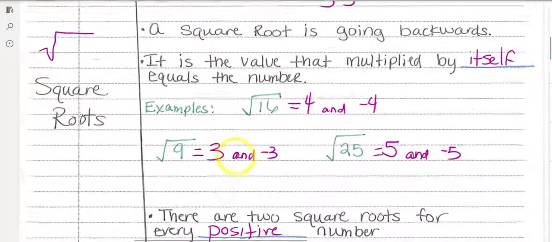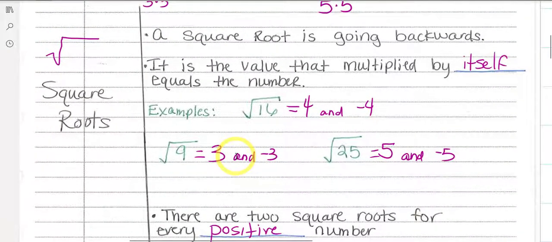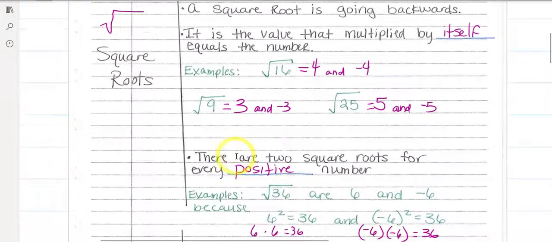I want to emphasize this now. This is only true for square roots. You're going to learn about something a little later that are called cube roots, and this does not apply. So it's specific to when we're talking about square roots, when we're multiplying a number by itself, okay? We'll discuss that further in class.